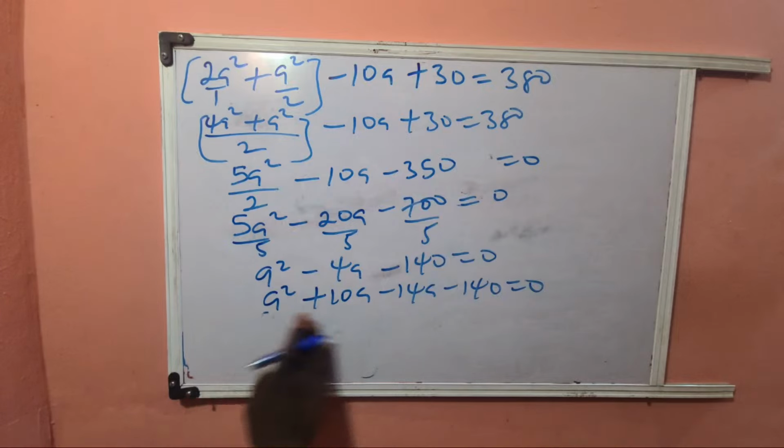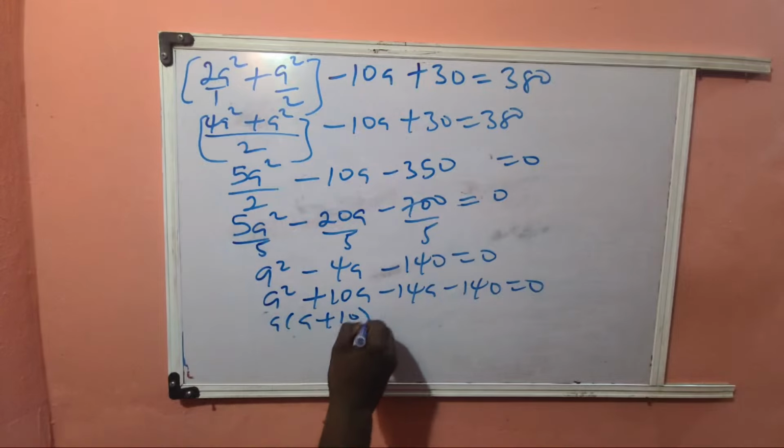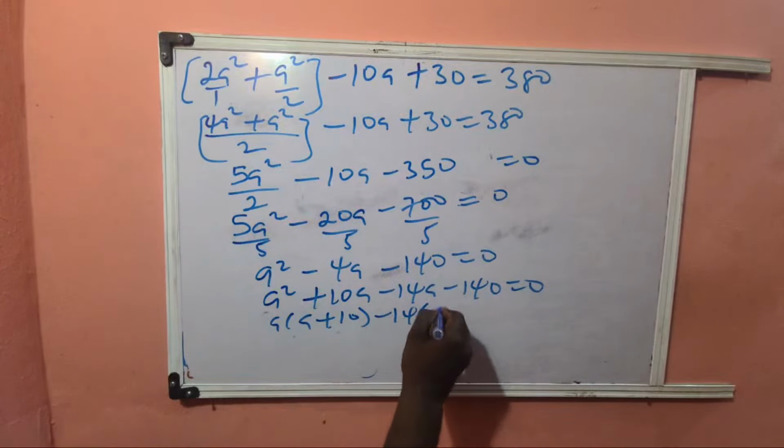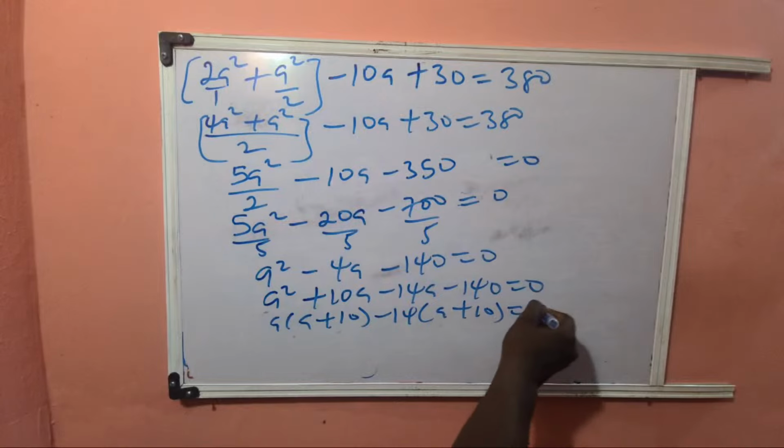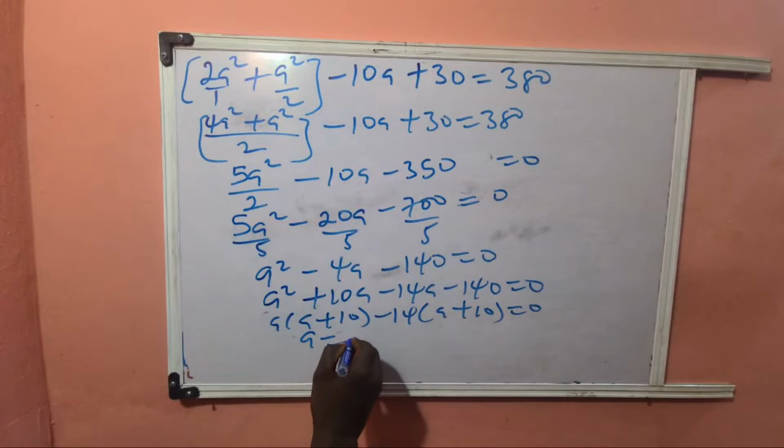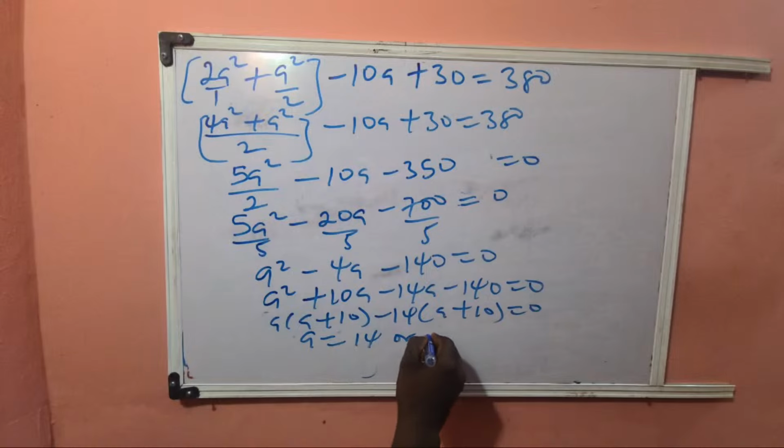Let me just do it in total. So we bring out a here, we have a plus 10, and then a minus 14. So we have a equals to 14 or minus 10. Can you complete that and find the value for D quickly and let me know the answer?